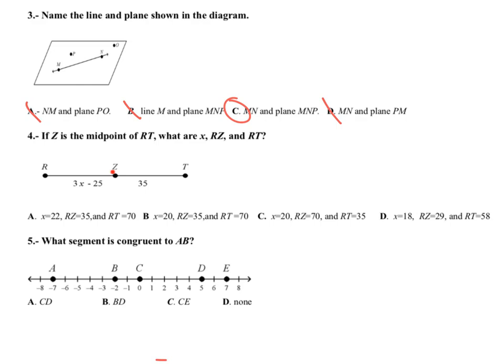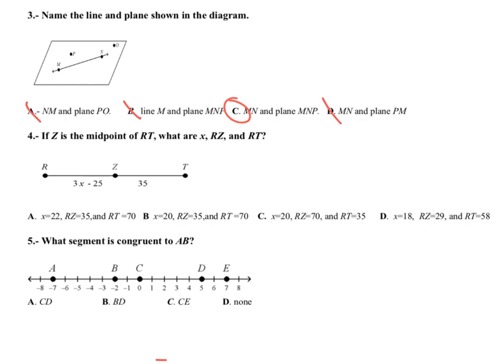Okay. Z is the midpoint here of RT. So what is the value of X, and then what is the length of RZ and RT? Well, right away we can say, okay, if we know that this is the midpoint, then we know that ZT is the same as this RZ. And if this is 35, this is 35. So we know that RZ is 35. And we know the whole thing then, 35 and 35 is 70. Okay? But we still need to find what X is.